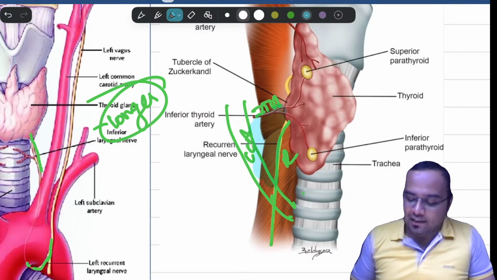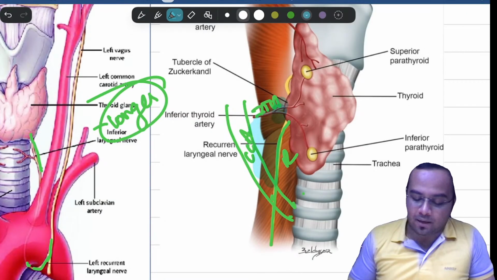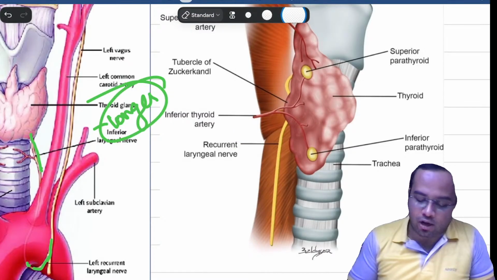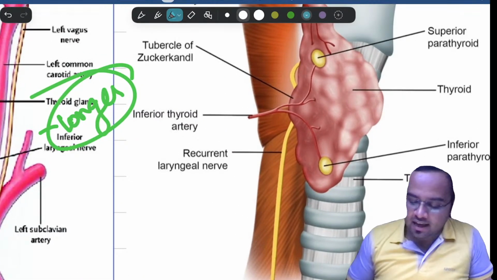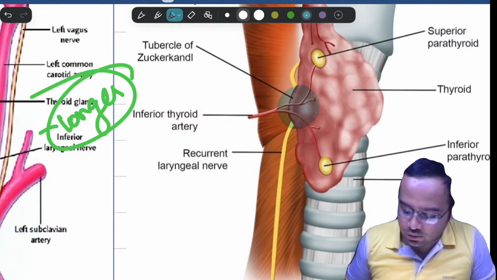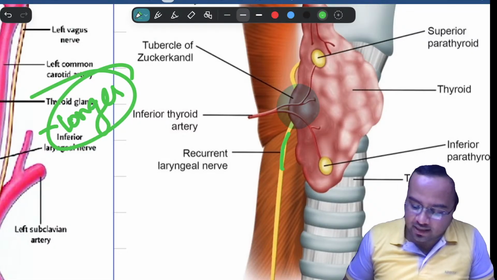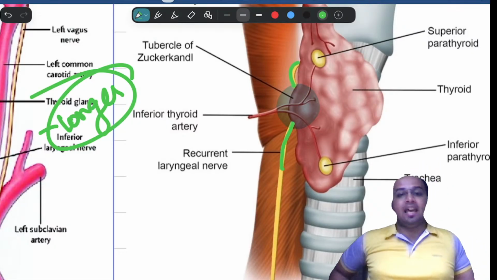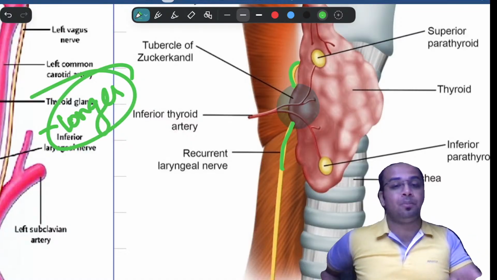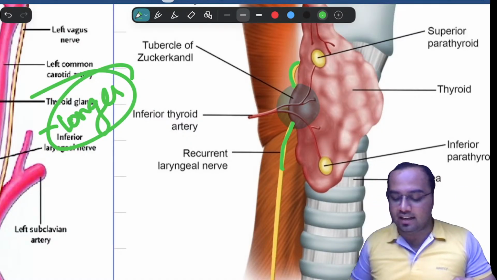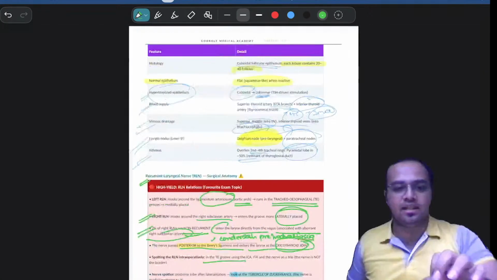Sir, if I don't find it here, where will I find it higher up? It is going to be found higher up when I go for mobilization of the gland. This is your tubercle of Zuckerkandl. So the nerve is going to pass just posterior to the tubercle of Zuckerkandl. I learned all these things when I was learning surgery. So what is important in the recurrent laryngeal nerve? How to trace it. It is very much important.